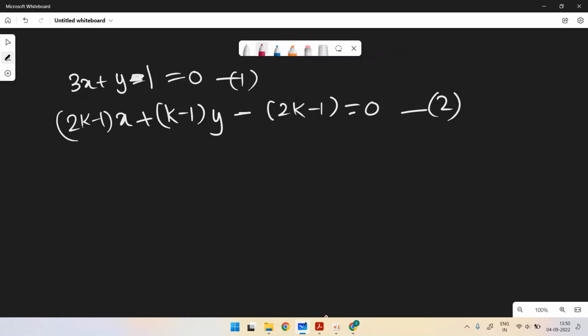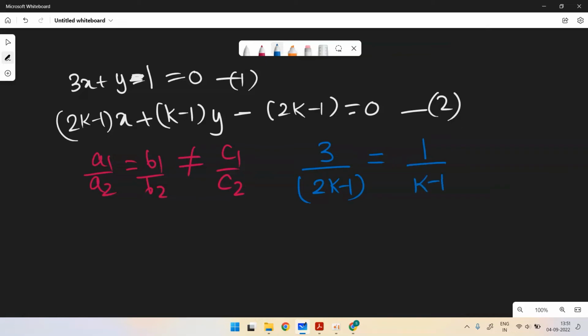Now to have no solution, a1 by a2 equal to b1 by b2 should not be equal to c1 by c2. So what is a1 by a2? From here you can see that a1 by a2 is 3 by 2k minus 1, which should be equal to b1 by b2. b1 is 1 and b2 is k minus 1. Now if you cross multiply, 3k minus 3 equal to 2k minus 1. From here the value of k is 2.